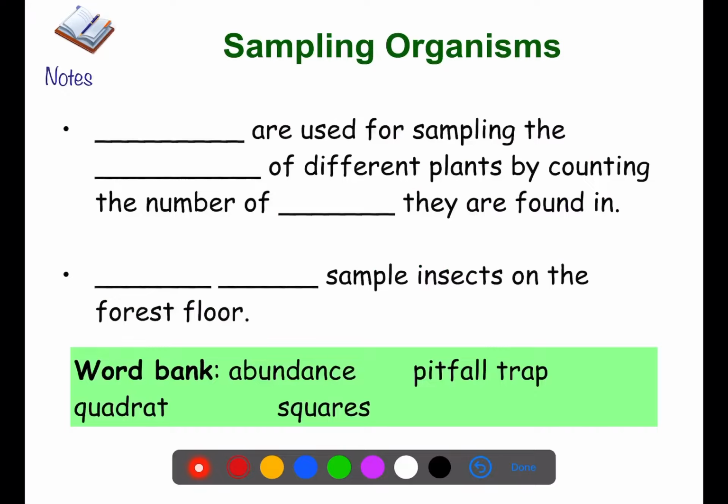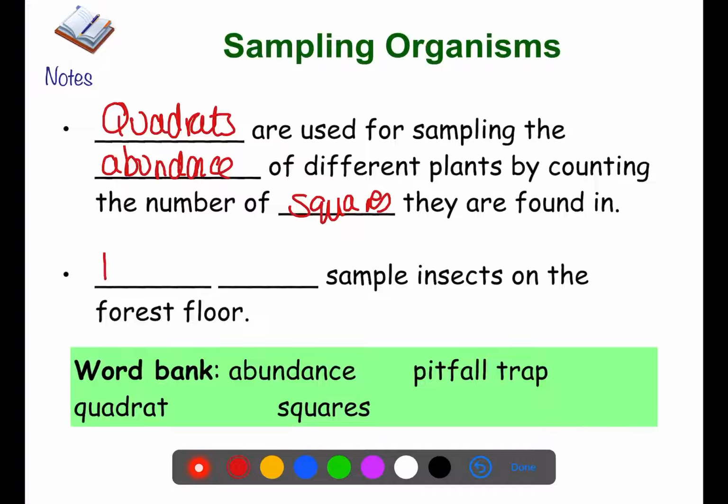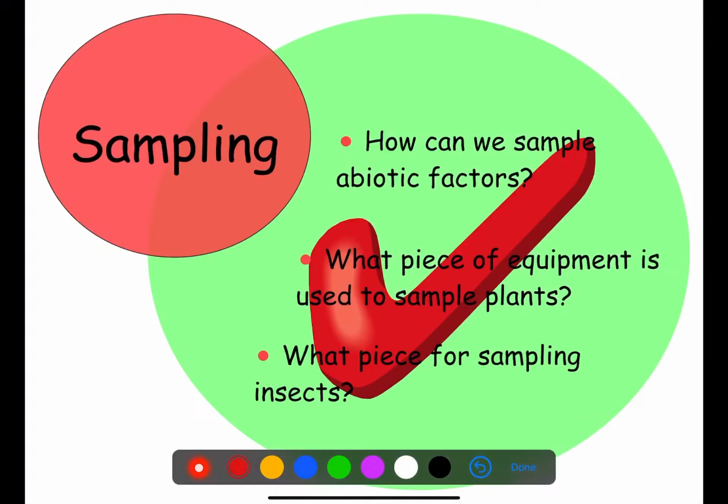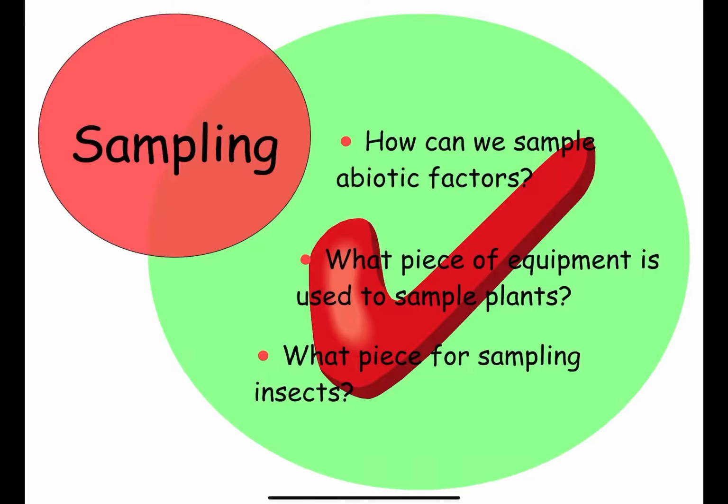Here we have our sampling of organisms. Use the word bank to try and fill in the notes. The first word here we have is quadrats. So quadrats are used for sampling the abundance, so how many, of different plants by counting the number of squares that they are found in. And then pitfall traps sample insects on the forest floor. So now we can see how we would sample different abiotic factors and what piece of equipment we would use to sample plants or insects.